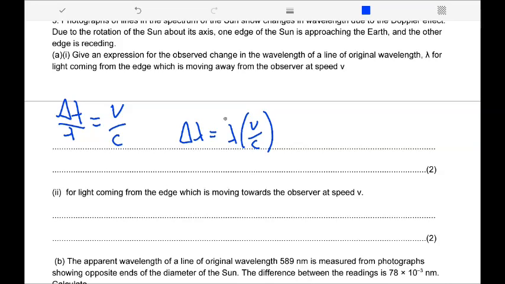It's going to increase, so the change in wavelength will be positive. However, when the light comes from the edge that's moving towards us, the wavelength is going to decrease. So the change in wavelength is instead going to be equal to minus lambda v over c. So it will squash and stretch by the same amount. If it's moving away from us, it will increase. And if it's moving towards us, the wavelength will decrease.